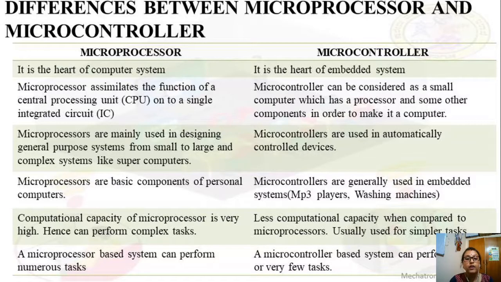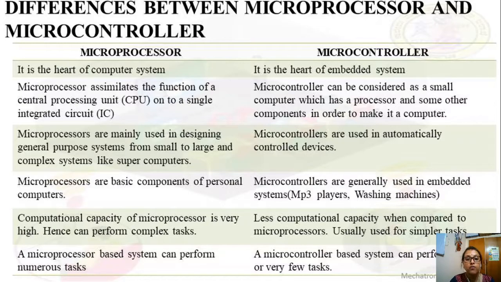Okay. So here, microprocessor is the heart of a computer system. Microcontroller is the heart of an embedded system. What is an embedded system? Embedded systems are computing systems which are used only for a dedicated task, only for specific applications. So microprocessors are used in computer systems. Microcontrollers are used in embedded systems.